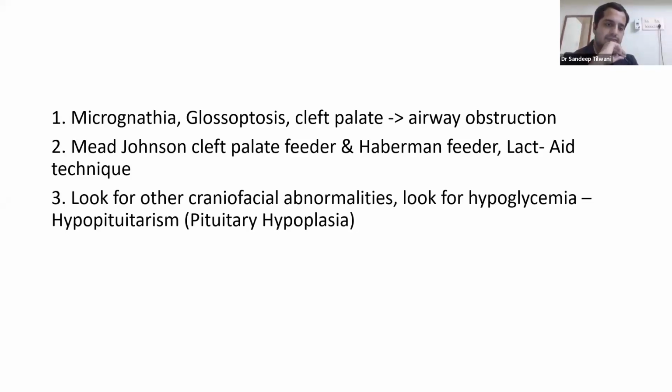If there is a median cleft lip, we should look for other associated craniofacial abnormalities and hypoglycemia or other features of some growth hormone deficiency, which may be associated with pituitary hypoplasia.